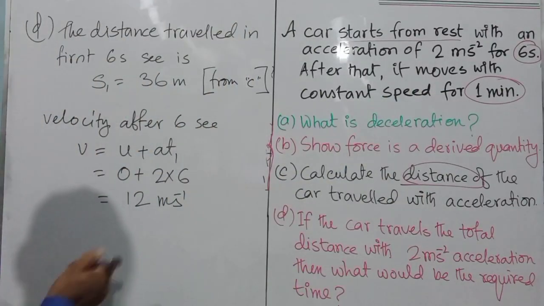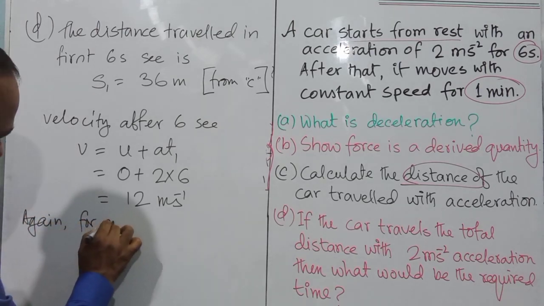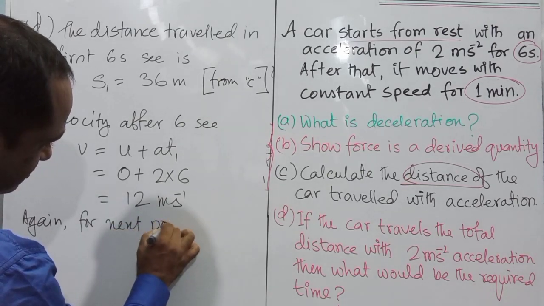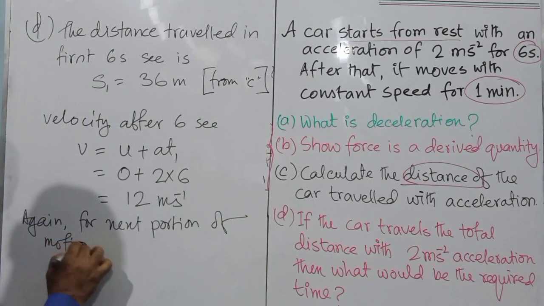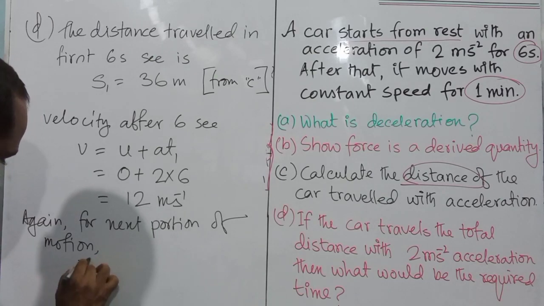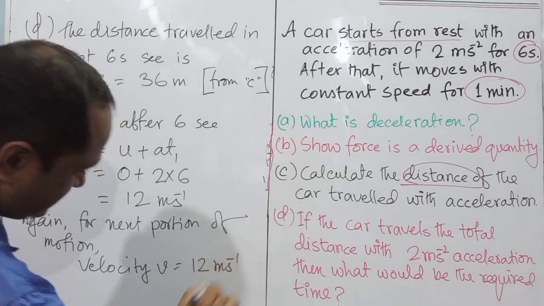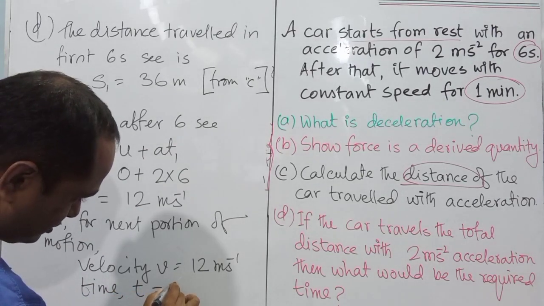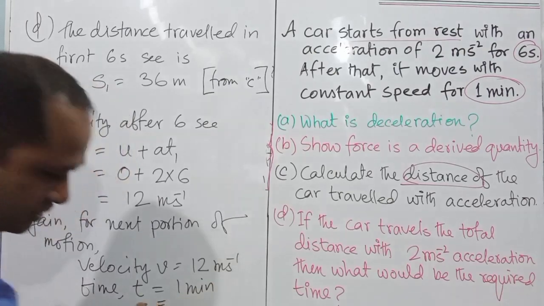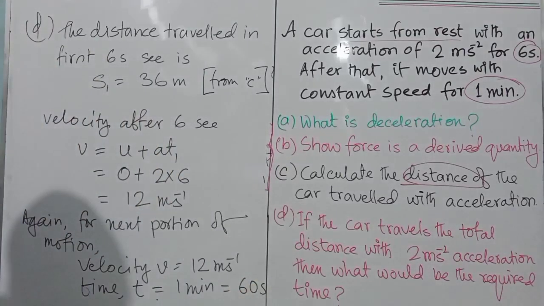So for the next 1 minute, for the next portion of motion, velocity V is equal to 12 meter per second, time T is equal to 1 minute or 60 seconds. So we have to calculate distance.